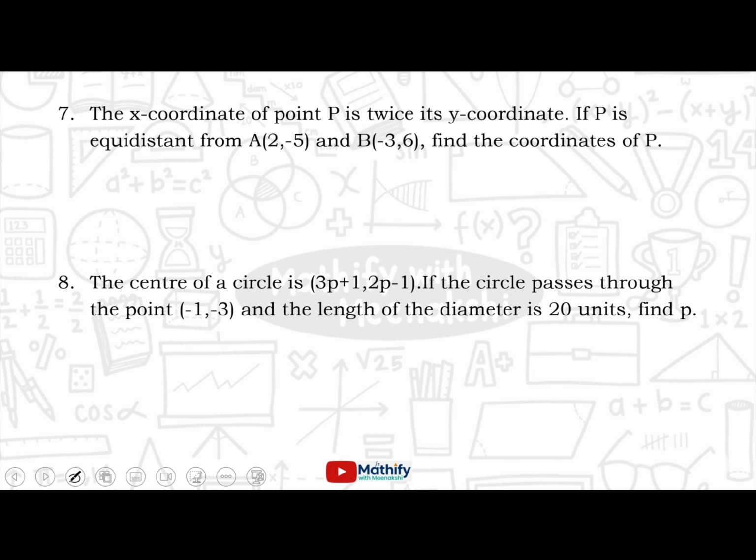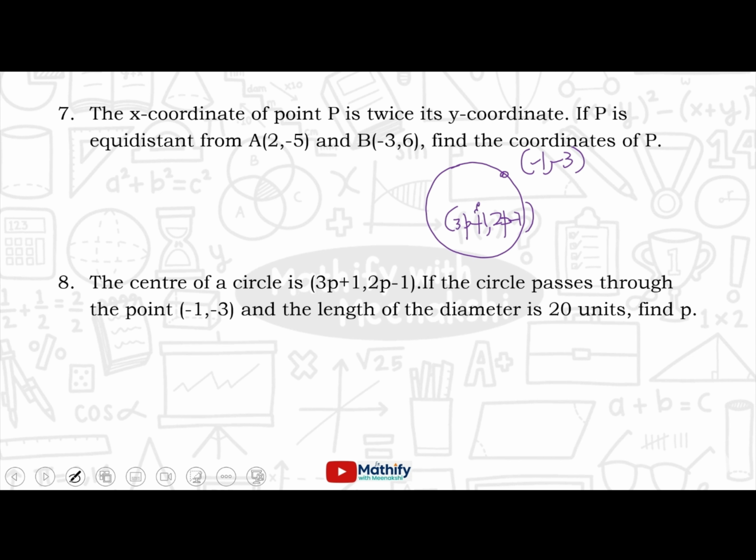In question number 8, it is given the center of a circle. I will draw the figure here for you. Center of a circle is 3p plus 1, comma 2p minus 1. This is the center. Now, what else is given? The circle passes through the point, just take a point on the circumference, minus 1, minus 3, because it passes through the point, and the length of the diameter is 20.